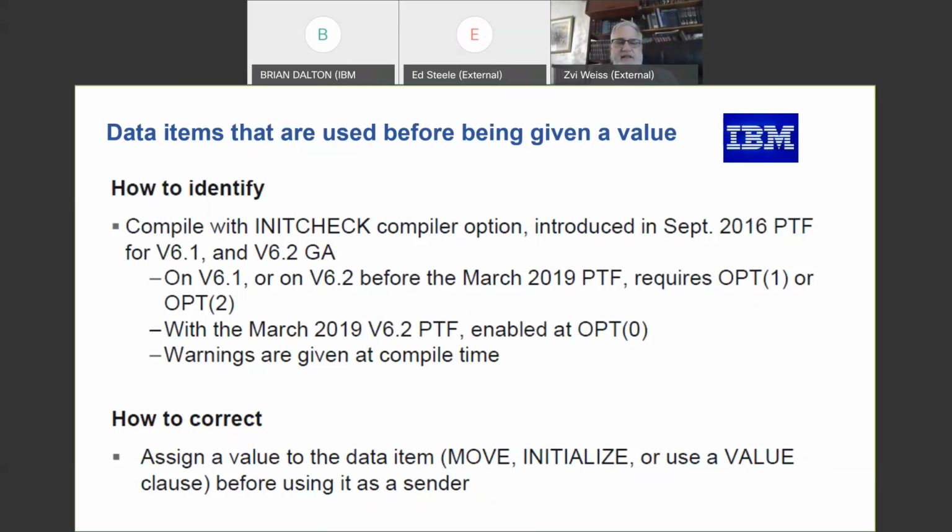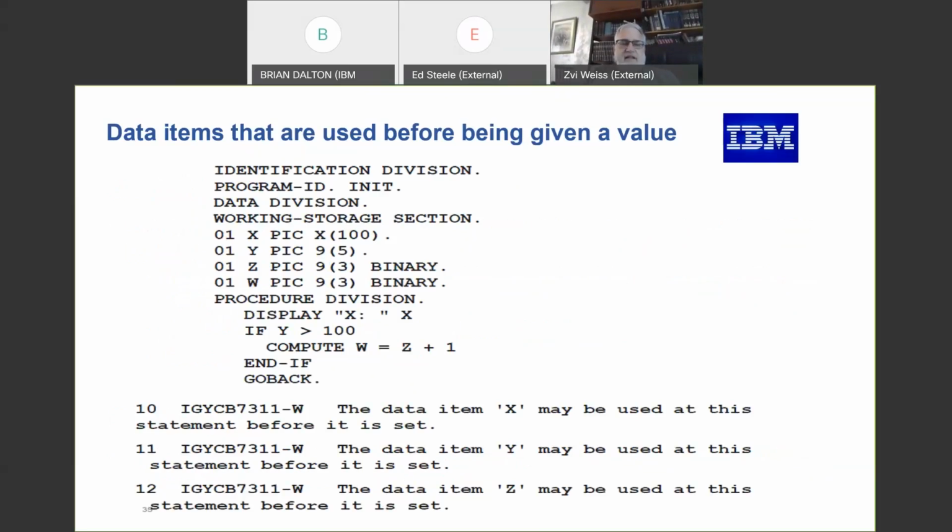Ed? Okay, so like Z said, you can turn on the compile option, right? And you get the warnings. This is what you would see down below here: the data item X may be used at this statement before it is set. So it's telling you, basically, you better initialize this stuff because you don't know what you're going to get. You can see in this code that working storage values had not been initialized, so you may get unexpected results. But the good news is we give you a warning.